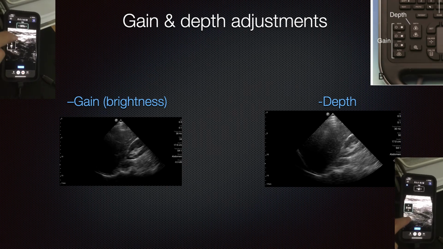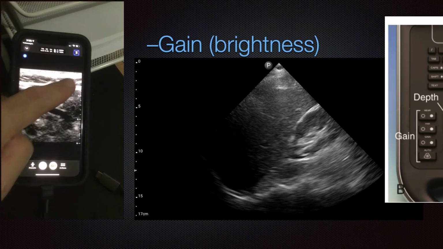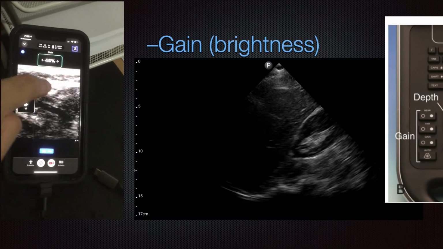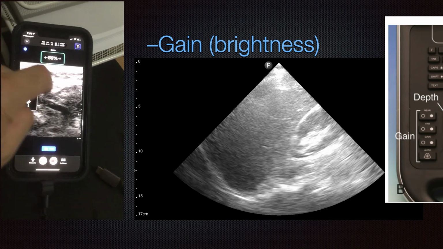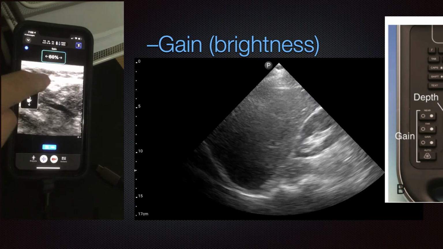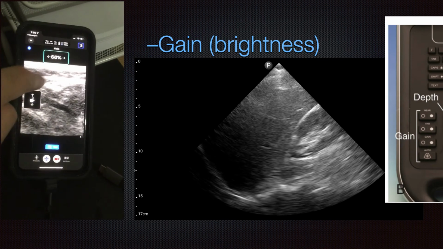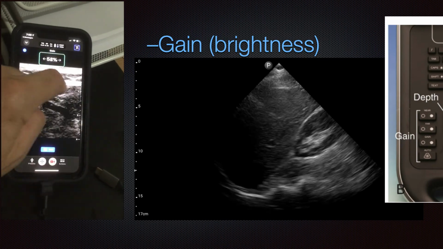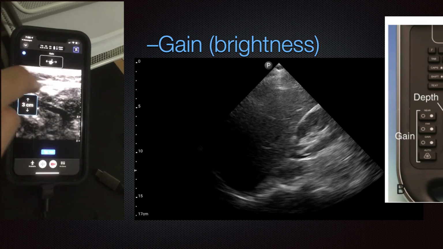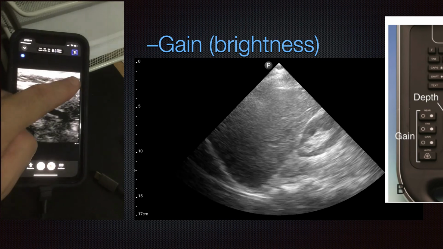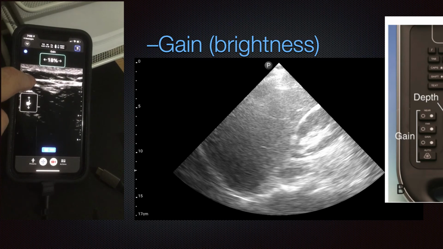Other adjustments that you have to be familiar with are both the gain and the depth. So first to start, we're going to start talking about gain. On the Butterfly machines, you can just change the gain by moving your finger across the screen, either to the left or to the right, to make it brighter or darker. And on the Sonosite machines, the knobs are to the left of the trackpad there. And here you can see we're just changing the gain of the image. Now remember, if you have a poor image, just making it bright is not going to make it a better image.